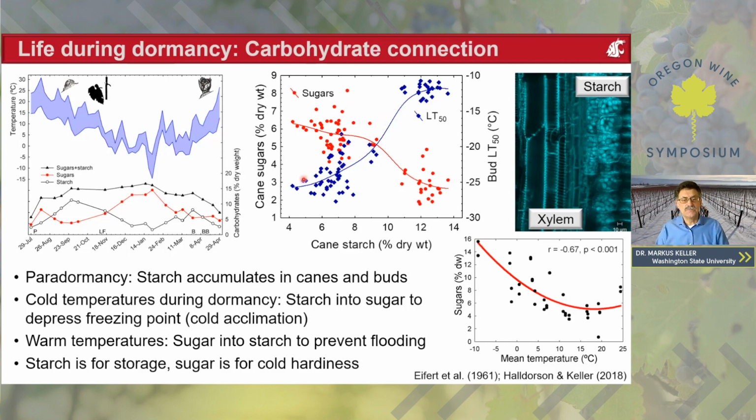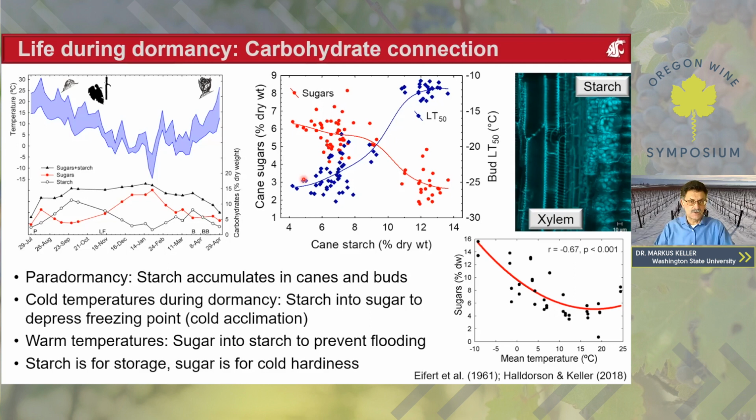So sugar serves to lower the freezing point of the bud. We have cold acclimation. That means that sugar is necessary to enable buds to cold acclimate. They cannot cold acclimate with starch. Starch needs to be converted into sugar. Starch is for storage. Sugar is for cold hardiness. But now we have a problem. Sugar is also osmotically active.